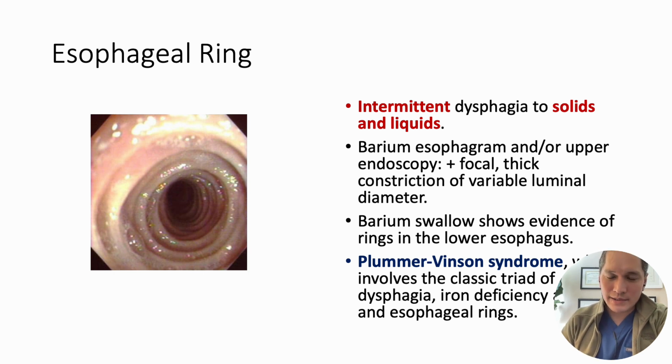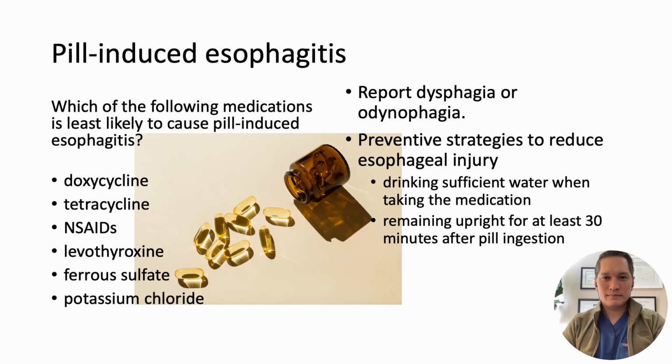What's commonly asked in your board exams is the syndrome called Plummer-Vinson syndrome, and this is a classic triad of dysphagia, esophageal rings, and iron deficiency anemia.